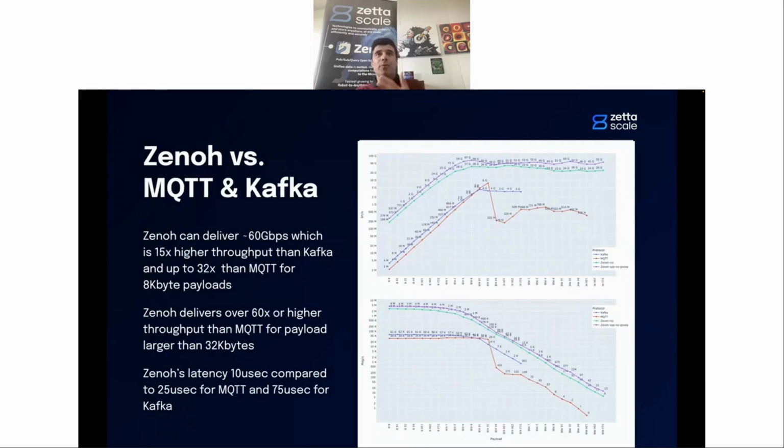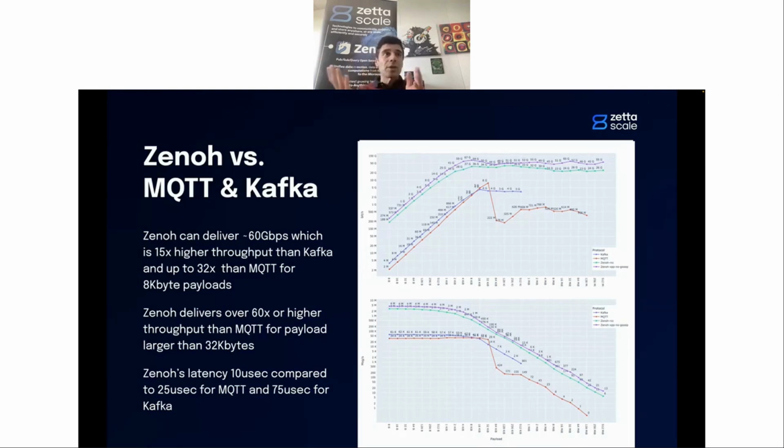So how does Zenoh perform compared to the other technologies? Here we have some examples compared to MQTT and Kafka. The difference in green is Zenoh routed, so peer, router, peer, and in violet is peer-to-peer Zenoh, while in blue you have Kafka, and in red you have MQTT. And you see that Zenoh just blows away the other technologies in terms of performance, with respect to throughput and with respect to latency.